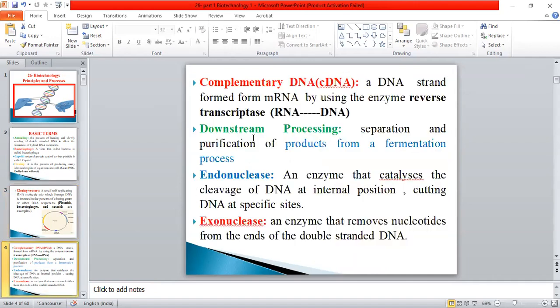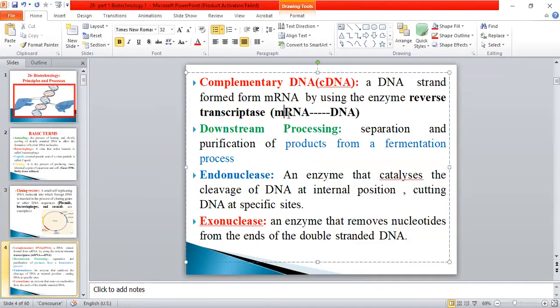Next is complementary DNA. How will it be formed? From RNA, which RNA? mRNA, the messenger RNA, is converted to DNA with the help of the enzyme reverse transcriptase. This is called cDNA. Downstream is also one of the processes: separation and purification of the product from the fermentation process. Step-by-step processes.